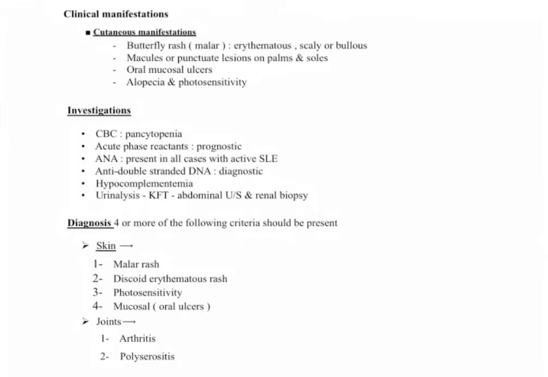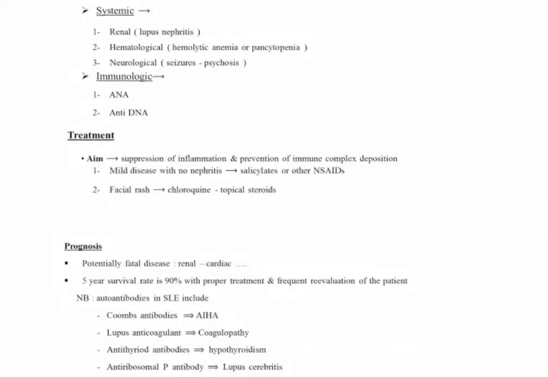Diagnosis of SLE, 4 or more of the following criteria should be present. The manifestations in SLE: malar rash, discoid erythematous rash, photosensitivity, mucosal oral ulcer, joint arthritis, polyserositis. Systemic: renal lupus nephritis; hematological: hemolytic uremic syndrome or hemolytic anemia, pancytopenia; neurological: convulsion, psychosis; immunological: antinuclear antibody, double-strand DNA.